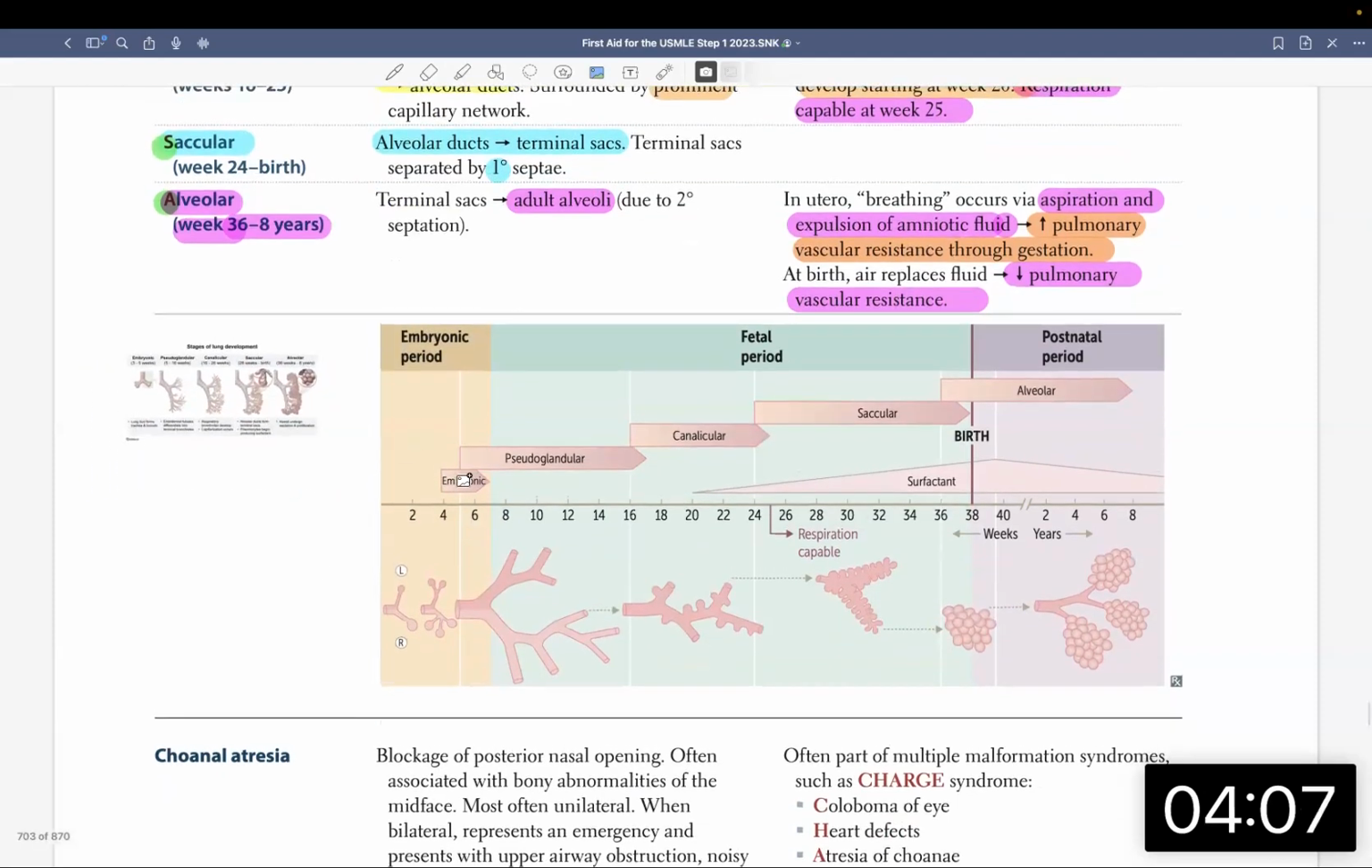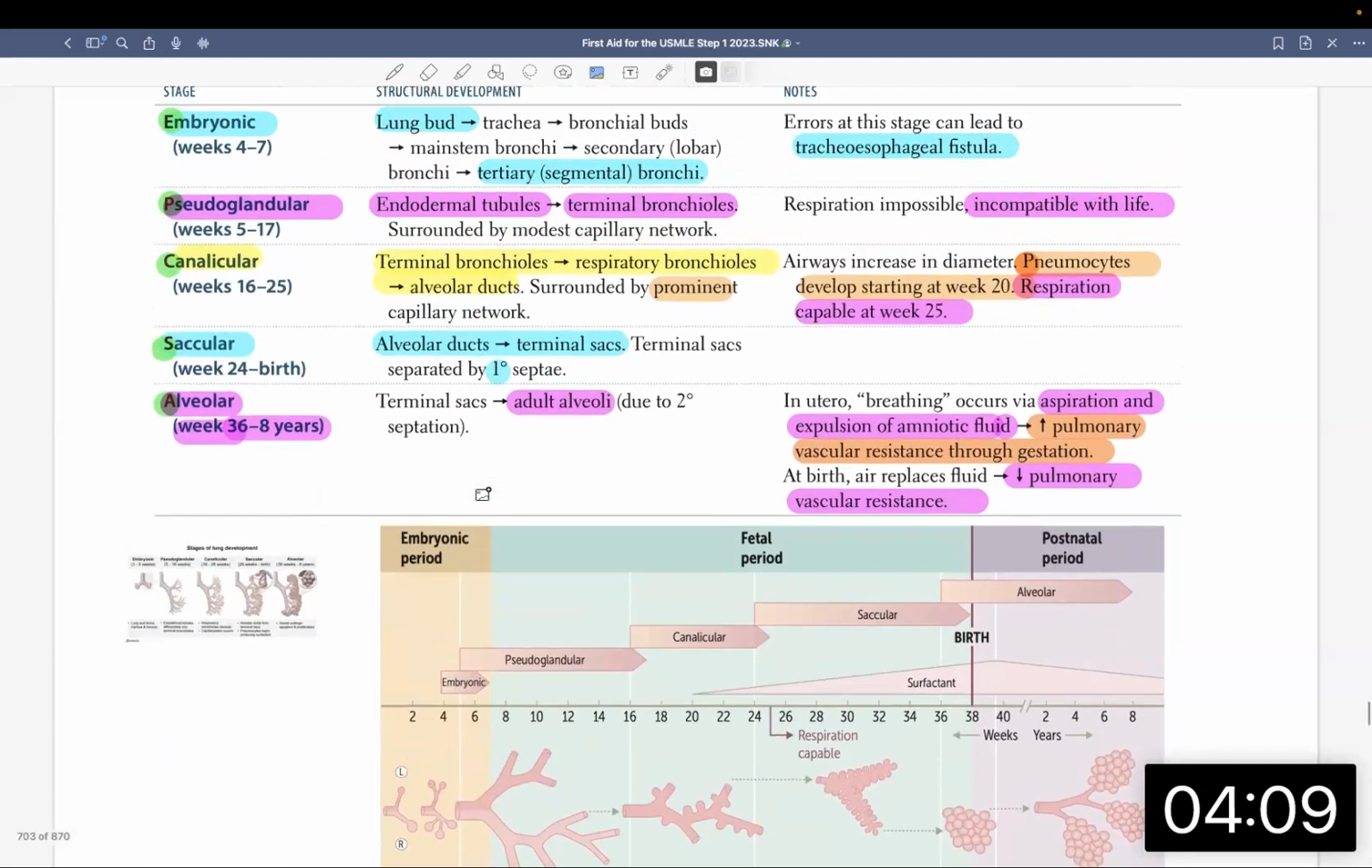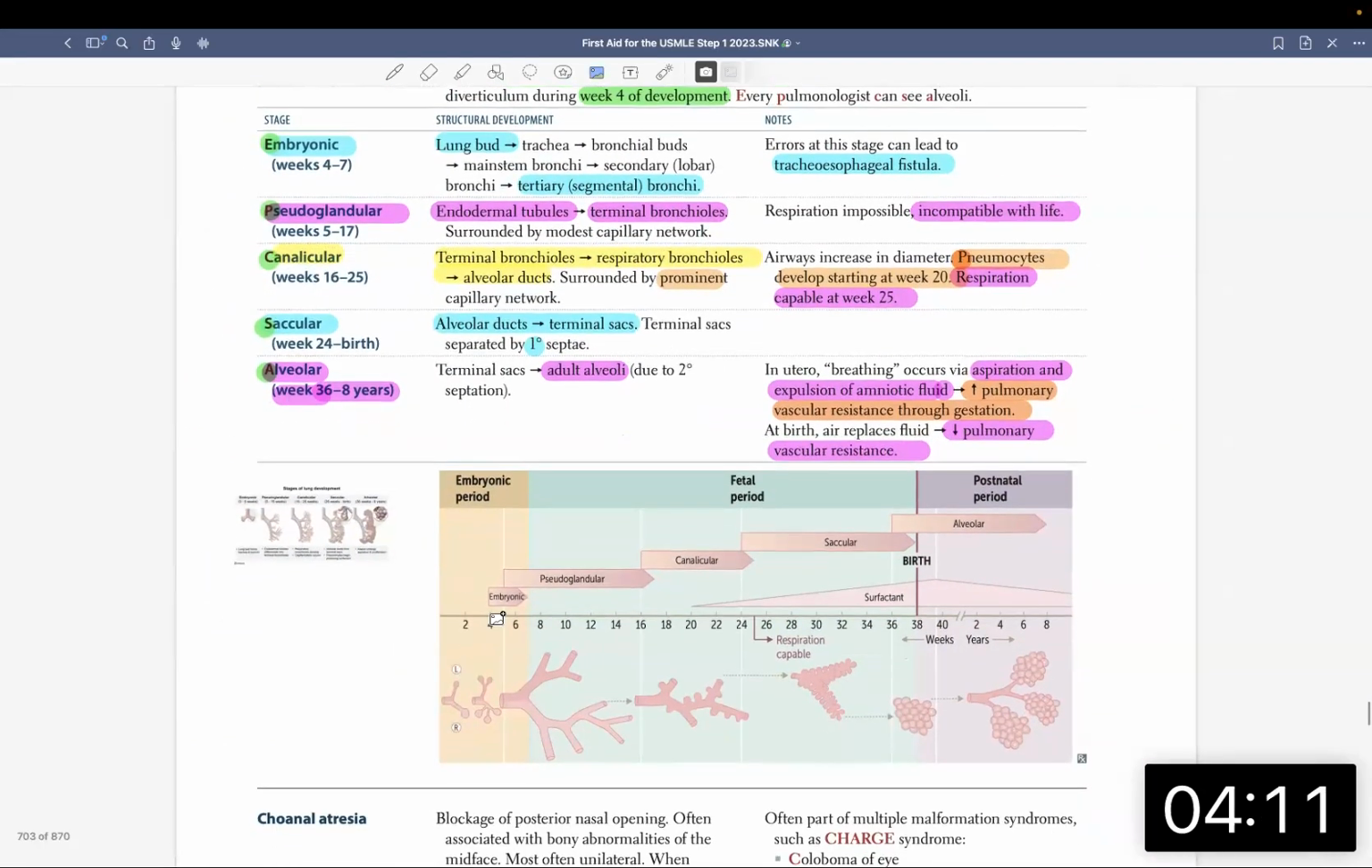So again, here it also shows the first is the embryonic phase, weeks 4 to 7. It forms the lung buds and the trachea up to the segmental bronchi. Pseudoglandular is where endodermal tubules form the terminal bronchi. Then canalicular, where respiration is capable at the 25th week. I think this is most high yield.